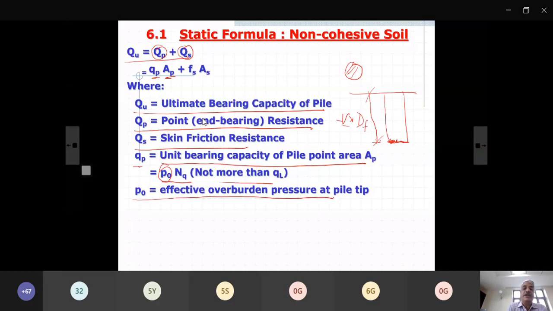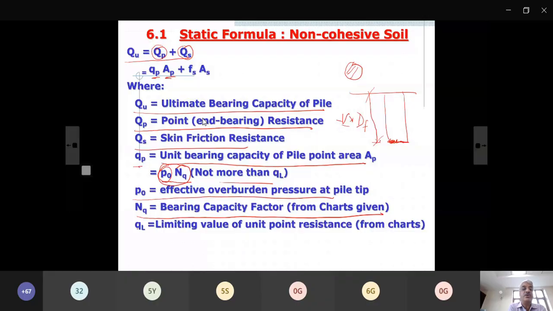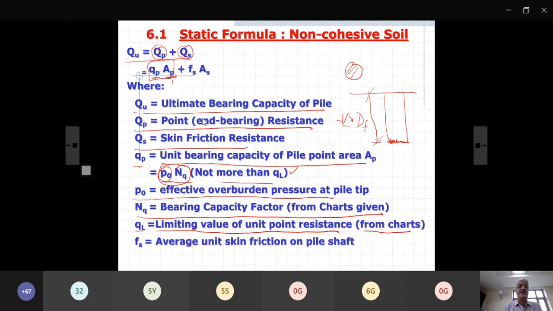That is P0. NQ is your bearing capacity factor depending on phi value. We can take it from IS code. So P0 multiplied by NQ will be qp, and it should not be more than QL. What is QL? QL is limiting value of unit point resistance. There are charts given in Appendix B of IS code, giving the limiting value. So it should not be more than the limiting value. So now, first part, simple equations of engineering mechanics.